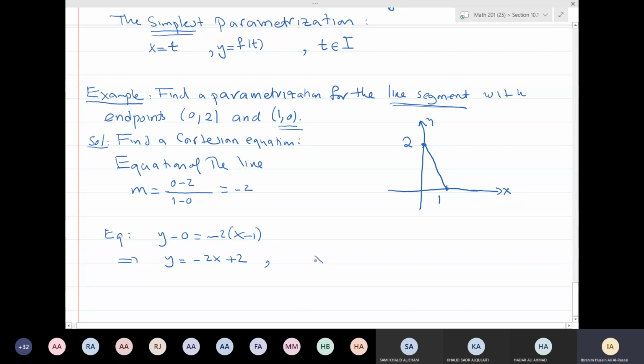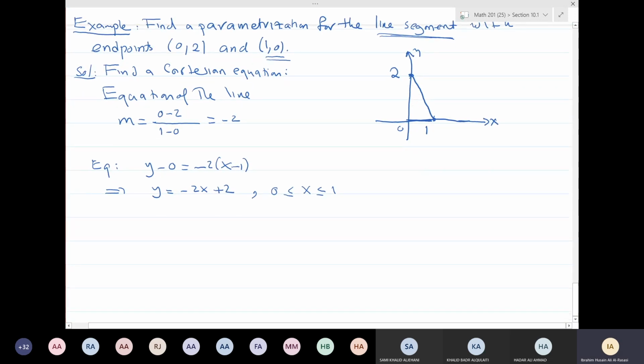I need a line segment. So x between what and what? Between 0 and 1. This is 0 to 1, from here to here. Now it is a line segment. Without the interval, it is a full line. It is not a line segment. With the interval, it is the line segment. And now this is the Cartesian equation for the line segment. Now parameterization. One parameterization.